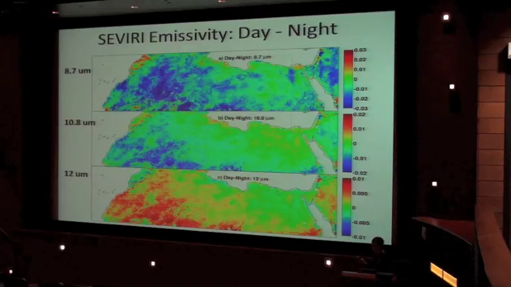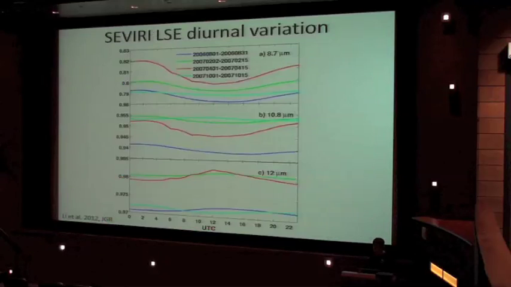The difference is quite substantial. This is actually very significant for, I think, 8.7 micron. In some of the area, the difference is actually larger than 0.03. So this indicates there might be some temporal variation. So actually there's diurnal variation of the emissivity.